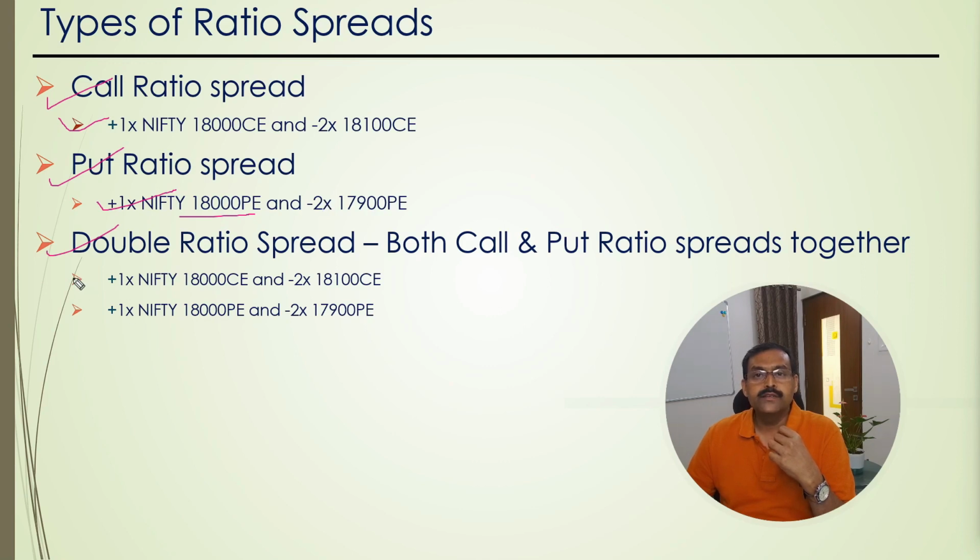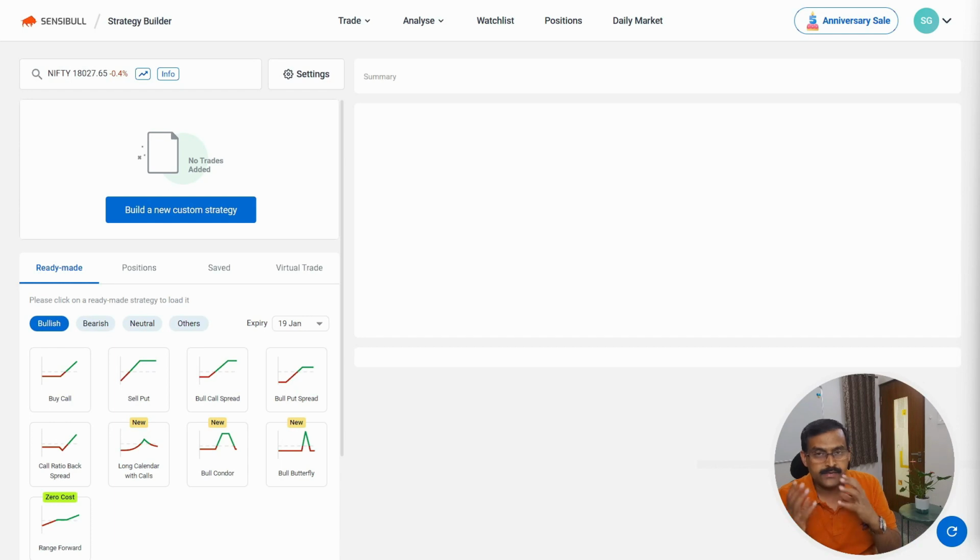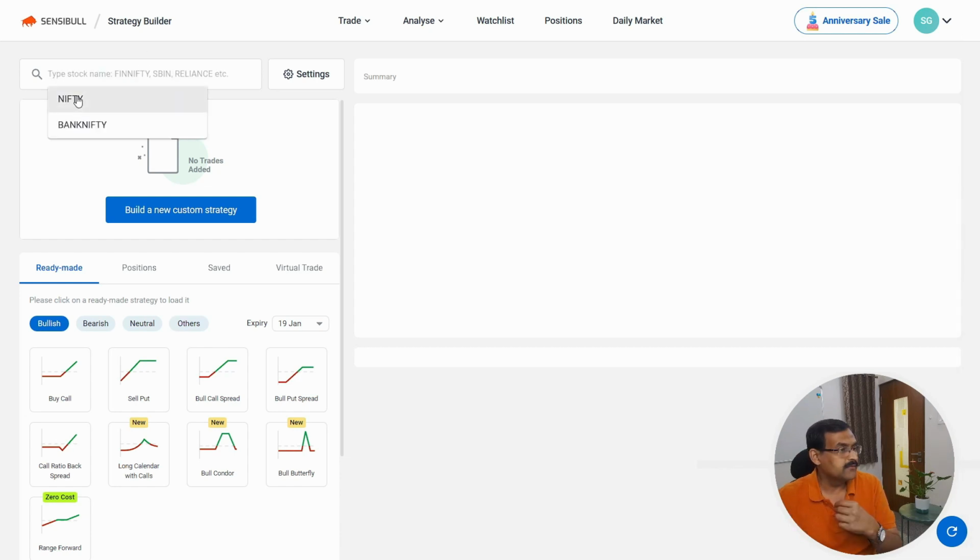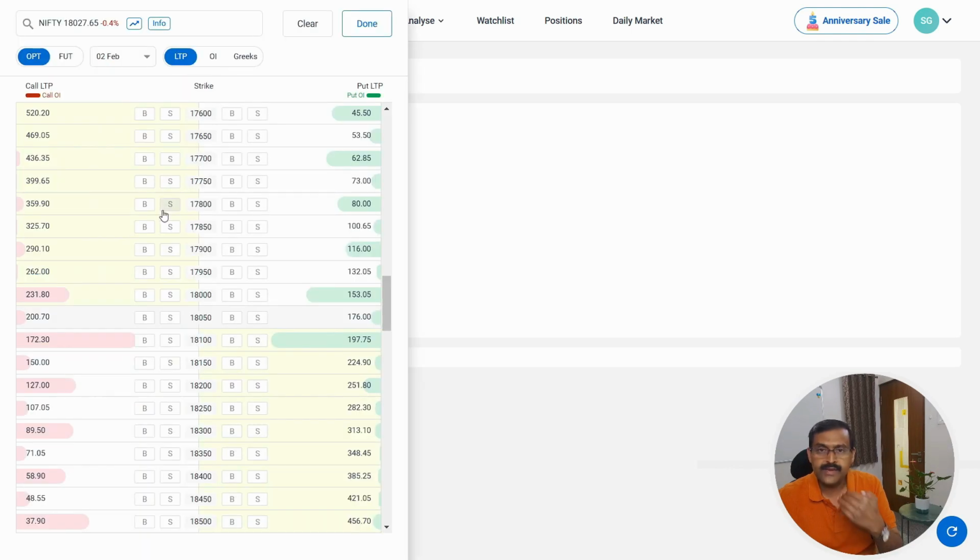In the double ratio spread example, both a call ratio spread and a put ratio spread are initiated together to make it a double ratio spread. Now let us move on to examples and how the payoff graph looks. Friends, let me use the Sensibull option trading tool and Nifty as an instrument to demonstrate various ratio spreads. The ratio spreads can be created in weekly options or in monthly options. Here I am going to use a weekly option, that too next week's weekly option in Nifty, because the premiums are better in next week's weekly option.